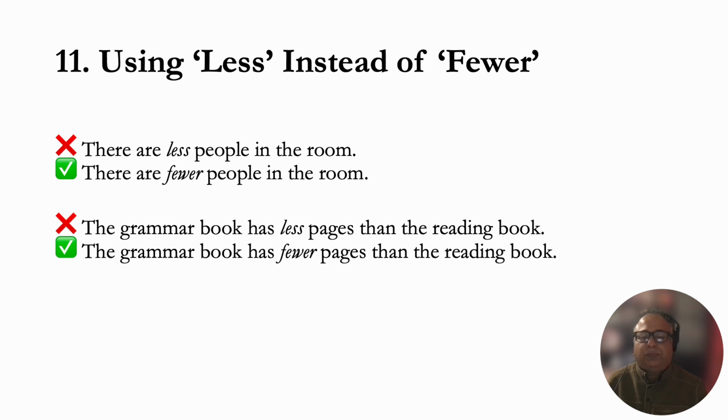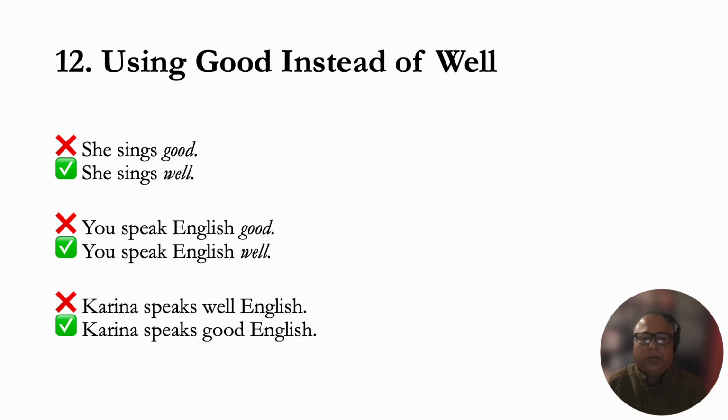So there are less people in the room, even though people do say it, it's incorrect because people can be counted. So you say there are fewer people in the room. Imagine there are two rooms adjacent next to each other, and there are 50 people in one room, and there are 35 people in the other room, right? Let's call them room A and room B. So you would say there are fewer people in room B because room A has 50 people. Okay? Understood?